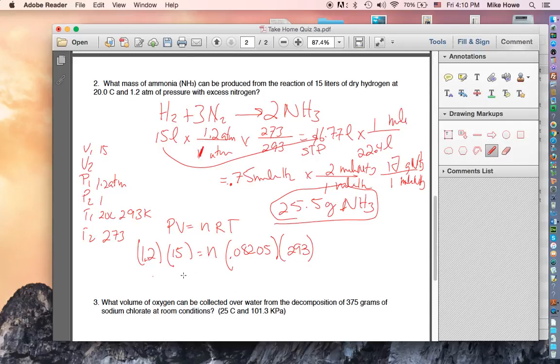Now to solve for n, we're going to do 1.2 times 15 and then divide by 0.08205, and then divide by 293, and I get 0.75 moles. So n equals 0.75 moles. Is that the same thing we got up here? Yes. So then we could take that 0.75 moles, put it in right here, do the same thing, and you get the same answer. So either way, it's 25.5.